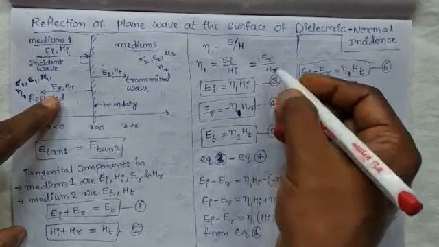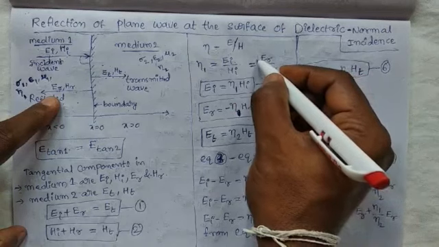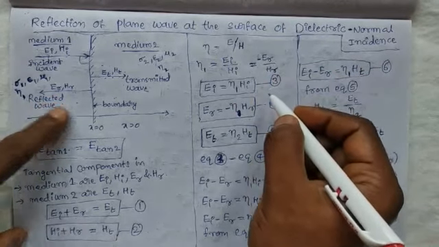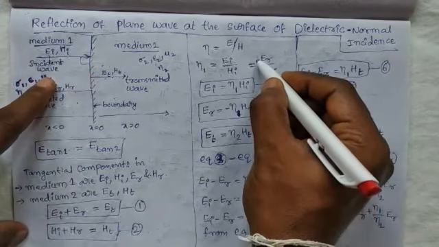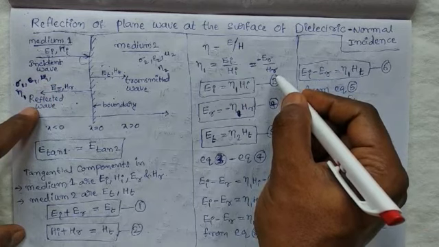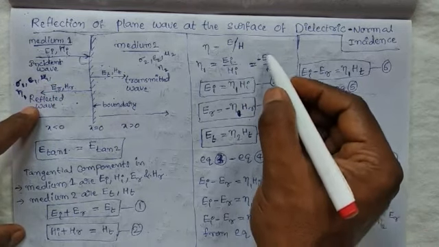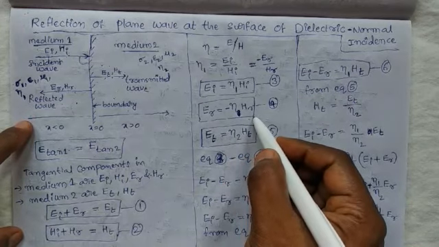ER by HR. From this, ER is equal to what? Actually, it is a negative reflected wave, in the opposite direction to the incident wave. The sign is negative. Eta 1 is equal to minus ER by HR. From this, ER is equal to minus eta 1 HR.